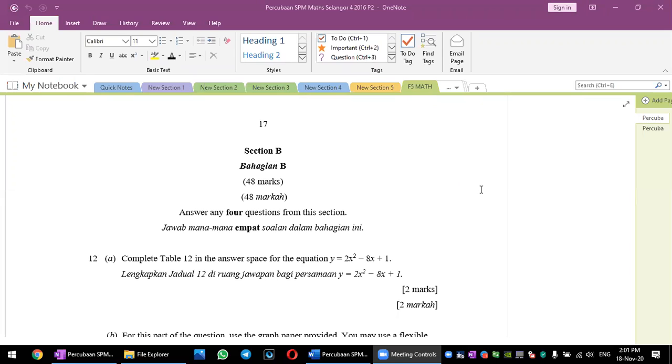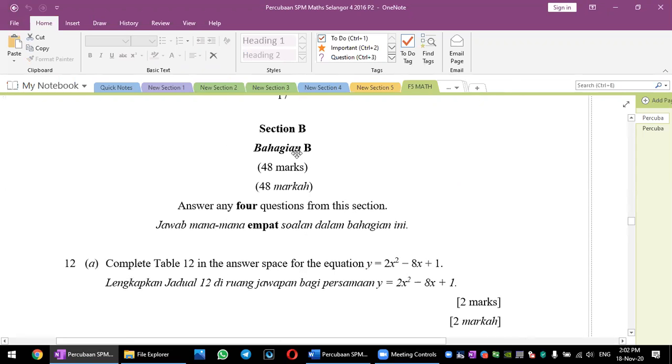Okay, ini adalah part 2 untuk Kertas Percubaan Selangor 2016. It's a trial paper from Selangor 2016 for section B. If you want to see section A, you can see the previous video. So this is part 2, section B. You need to answer any 4 questions from this section. Kamu kena jawab 4 soalan sahaja. But since we are doing revision, I will answer all 5 questions for you.